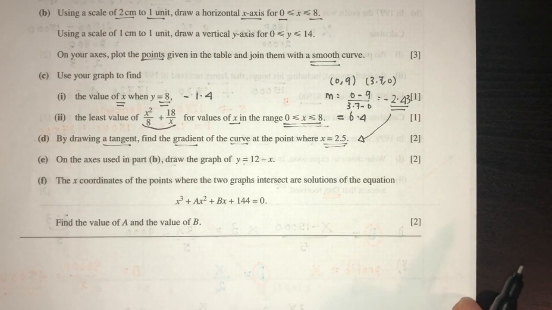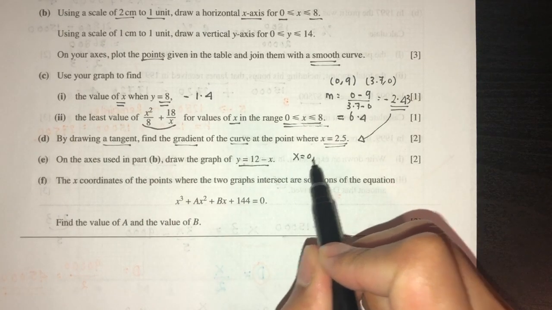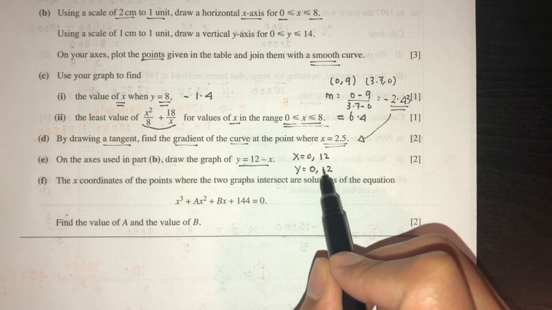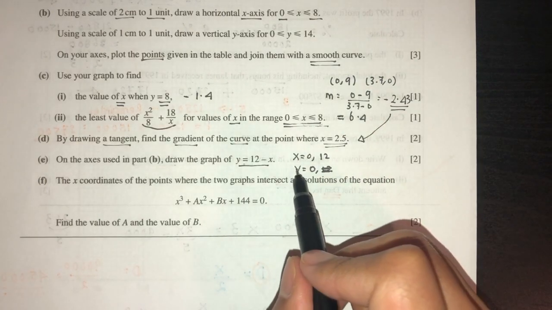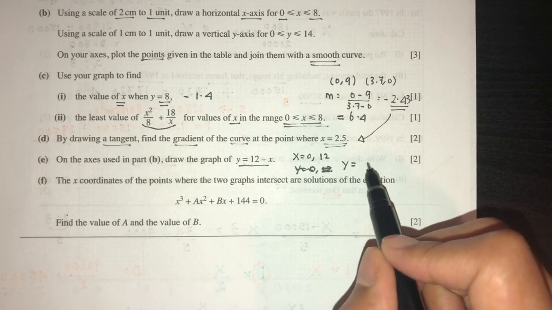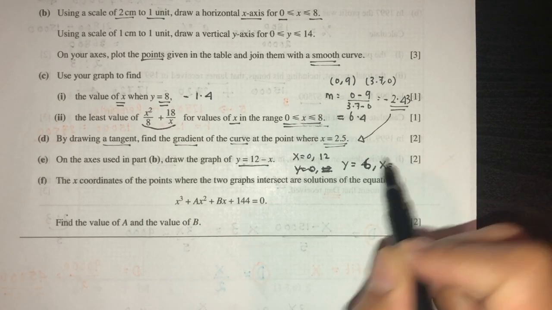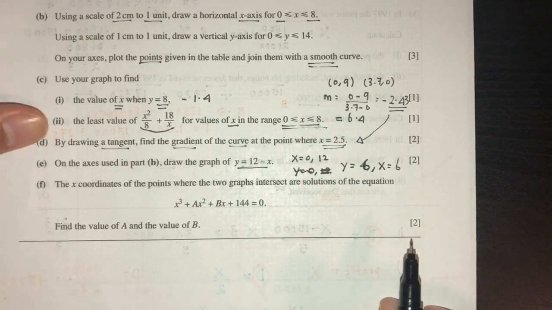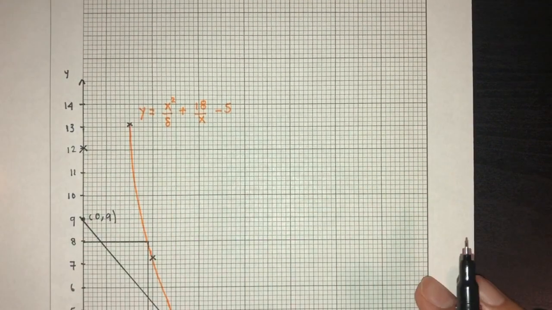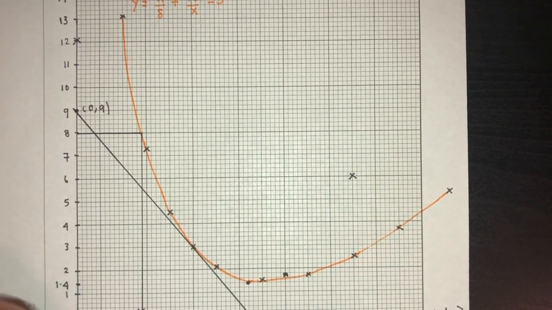Now for part E, on the axis below, draw the graph of this. This is a straight line. If x equal to 0, y will be 12. And if y equal to 0, x is also 12. But it's not possible because x is only 8 on our graph. Let's use something else. So let's say if y equal to 6, x will be 6. So we have 2 points, 0, 12 and 6, 6. 0, 12 will be this one. And then we have 6, 6. 6, 6 will be right here. So these two will meet at this point.